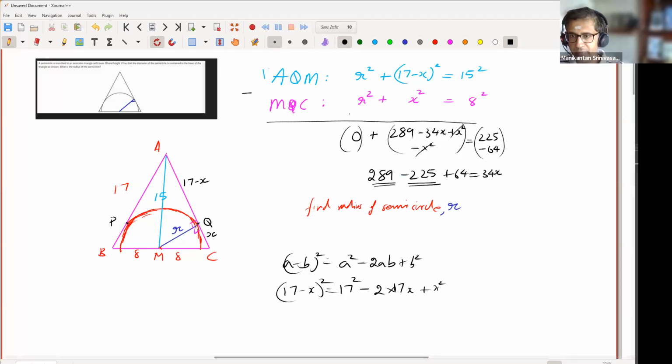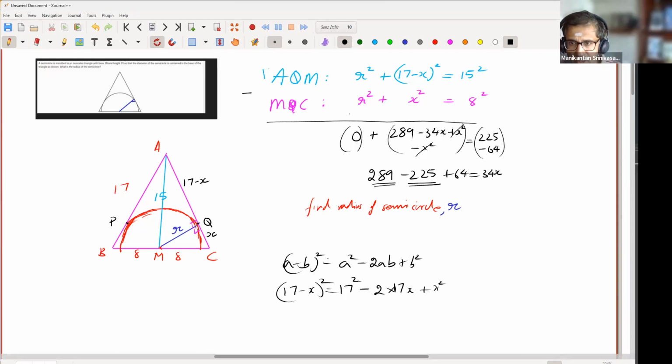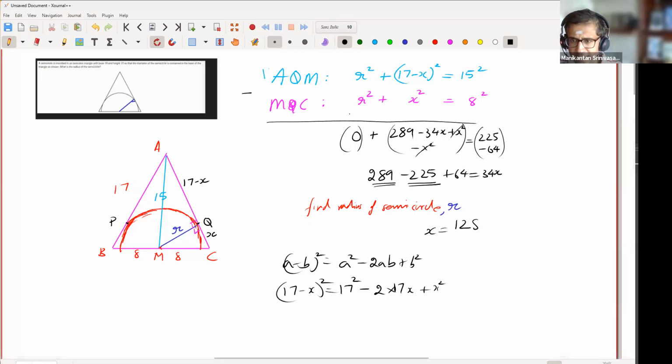289 minus 225 is how much? Did I get this calculation right? 289 minus 225, 64, right? So 64 plus 64, which is 128. Okay, so 34x is 128.